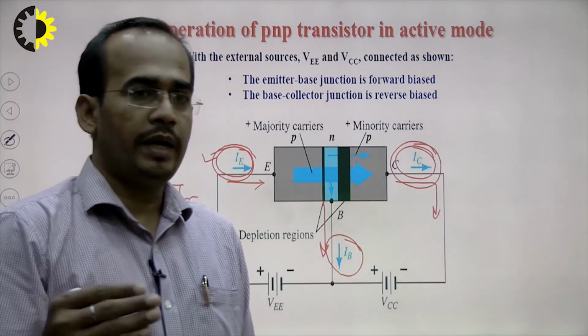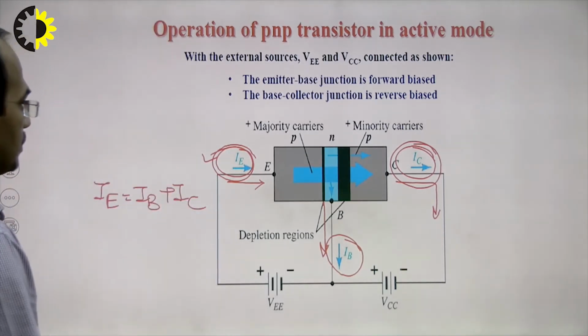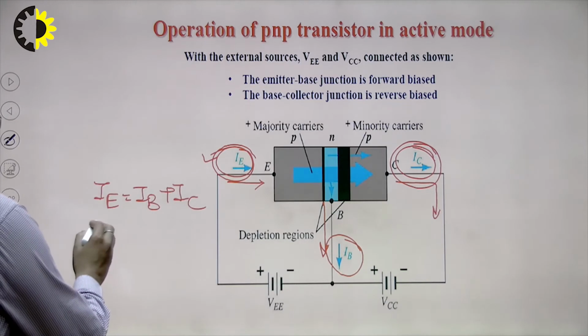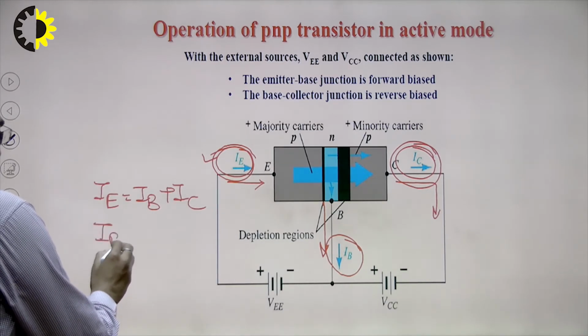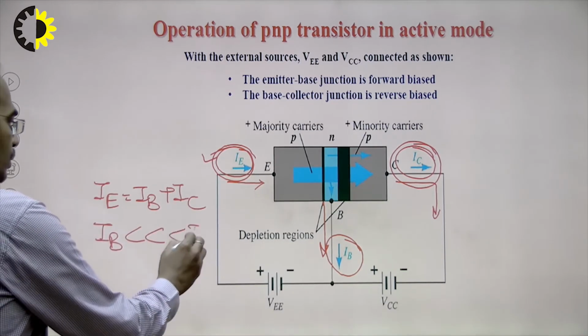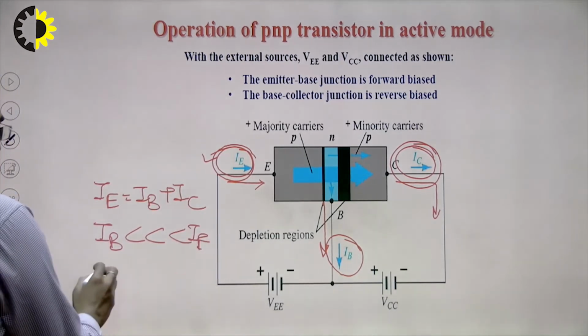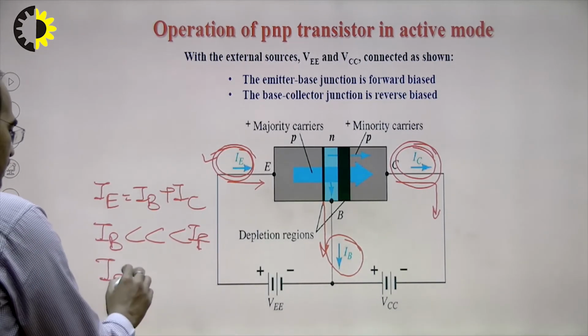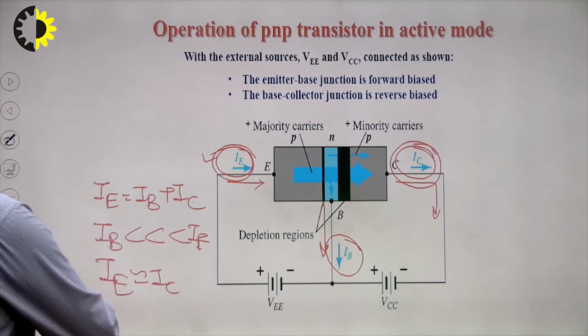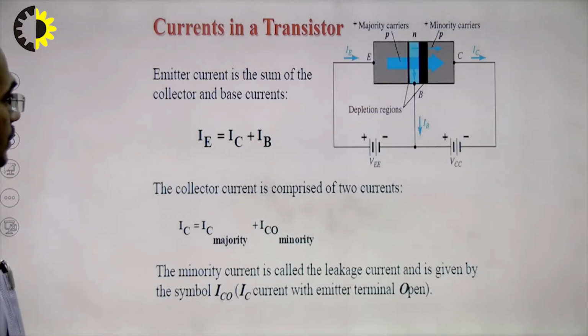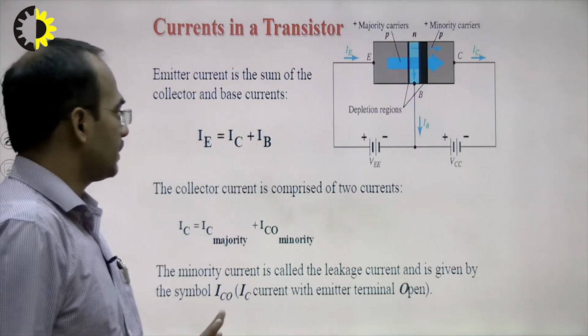charge carriers recombined with the majority charge carriers of the n type semiconductor material. So, you can say that the base current is very less as compared to IE. So, IE is nearly equivalent to collector current IC. So, this is nothing but IE is equal to IC plus IB.